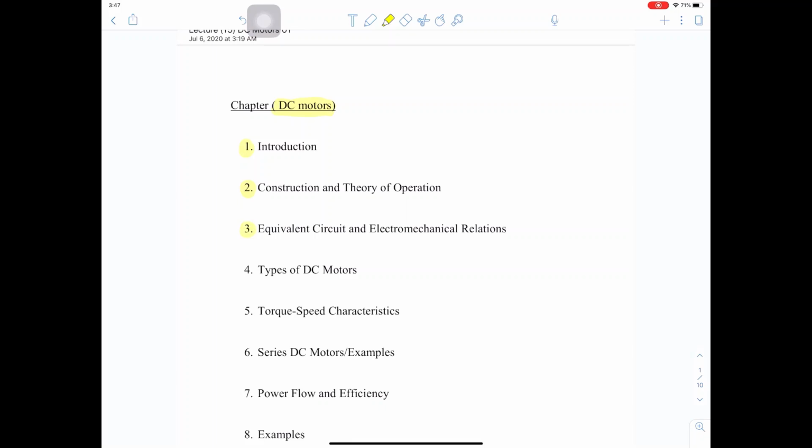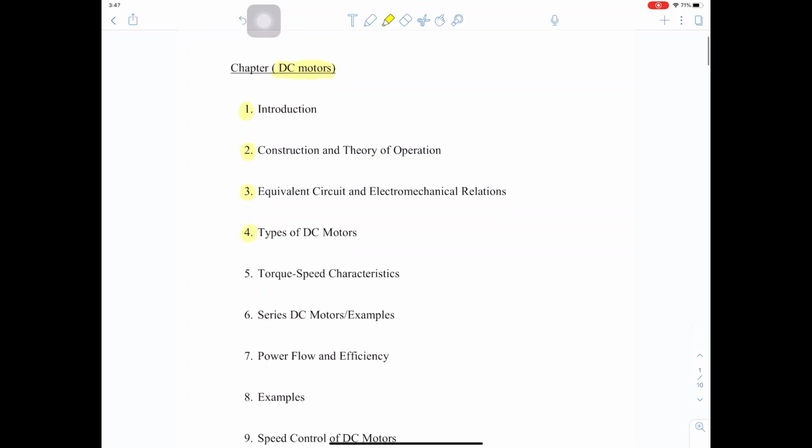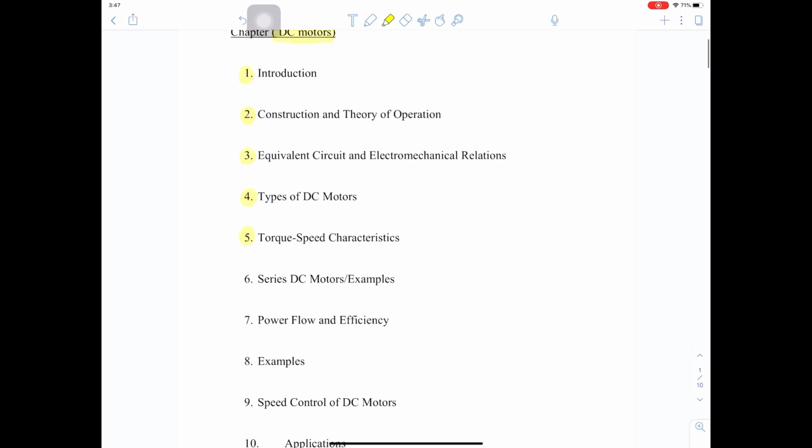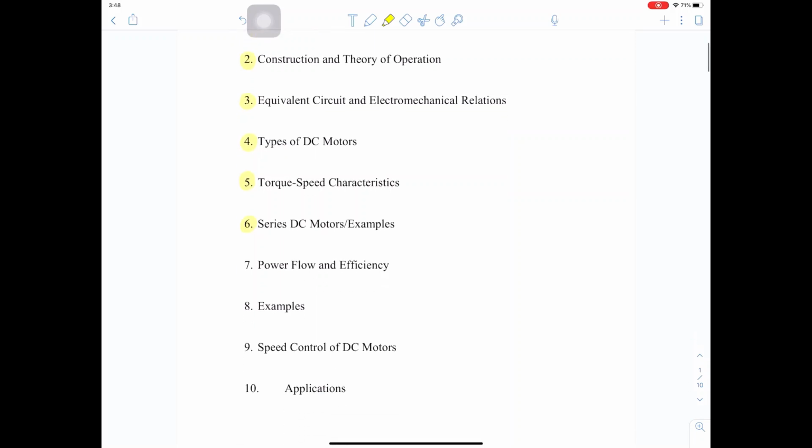circuit and electromechanical relations, the different types of DC machines, torque speed characteristic, which is an important topic, DC series machines or DC series motors and their applications, how we can do power flow, and usually I cover the power flow in this part in the types of DC machines, and we will solve some examples before moving to speed control and applications of DC motors.